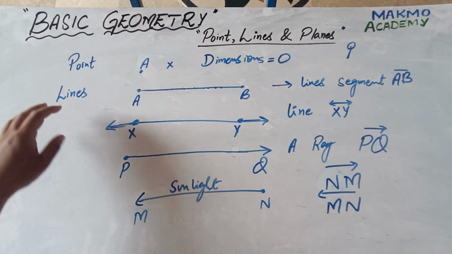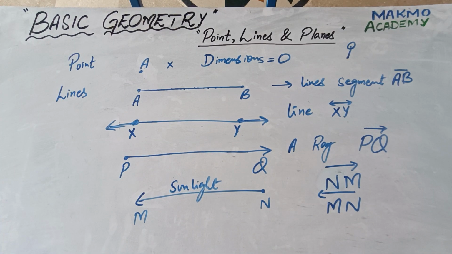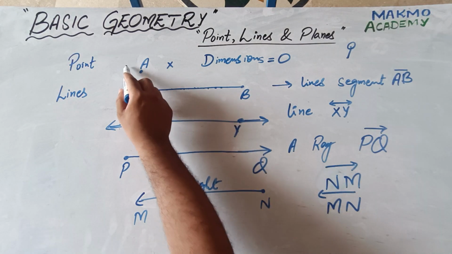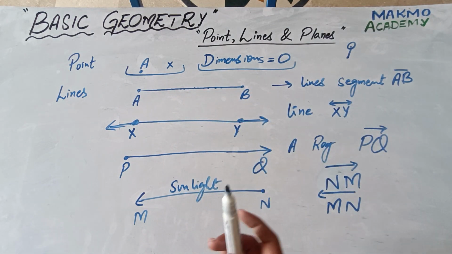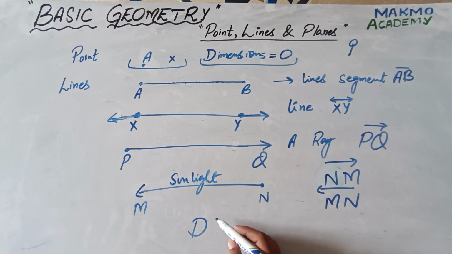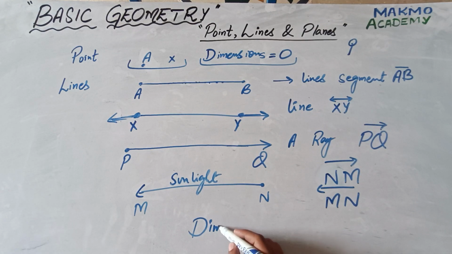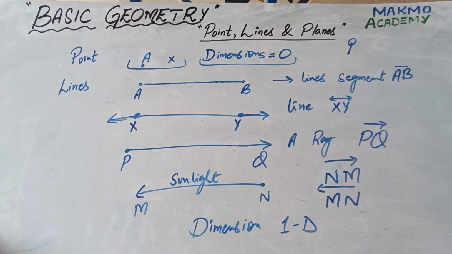So we have discussed points and lines. One more thing which we have not discussed: we have discussed the dimension of a point, but we have not discussed the dimension of lines. So how many dimensions does a line have? A line has only one dimension, which is length. So it means that a line is 1D, which is length only.